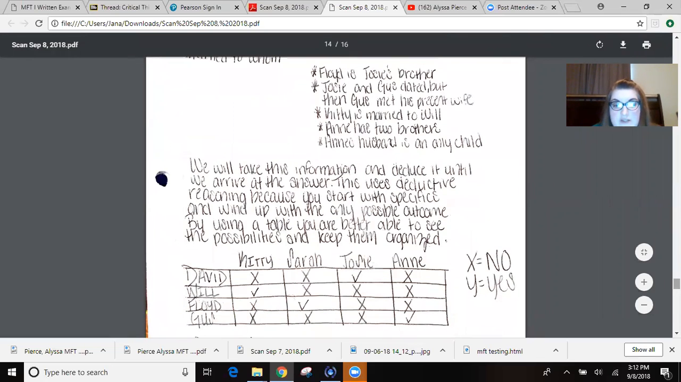This uses deductive reasoning because you start with specifics and then you wind up with a possible outcome, which is going to be true because you've taken something true and you've just deduced it to its simplest form. So Floyd is Josie's brother. Josie and Gus dated, but then Gus met his present wife, and Kitty is married to Will, and Ann has 2 brothers. Ann's husband is an only child.